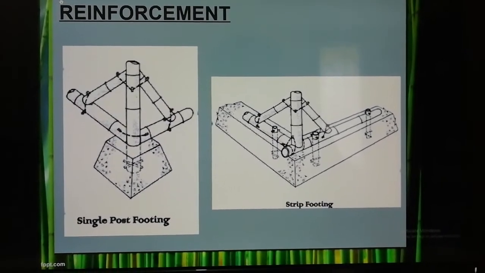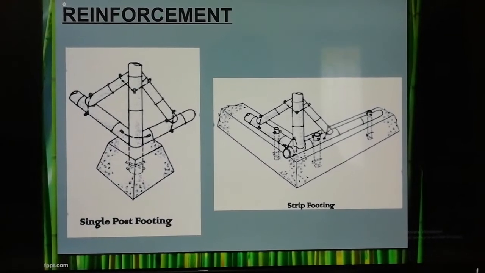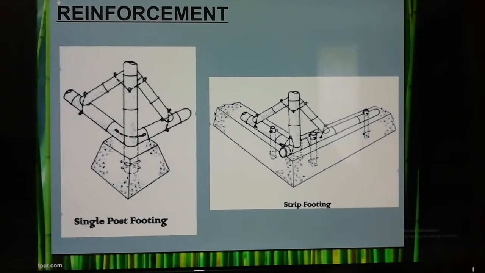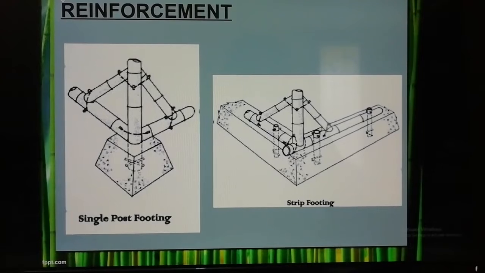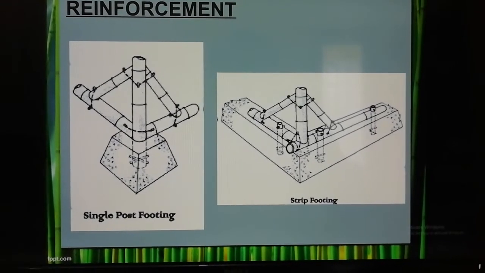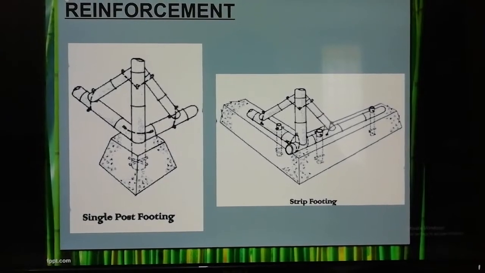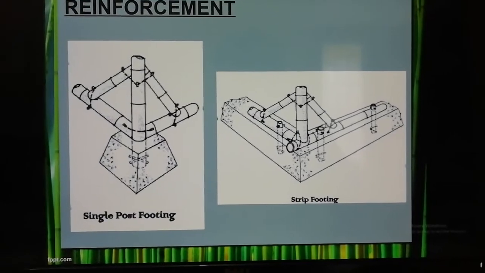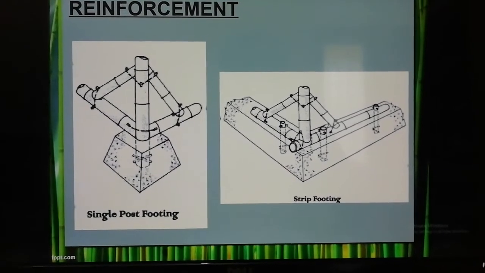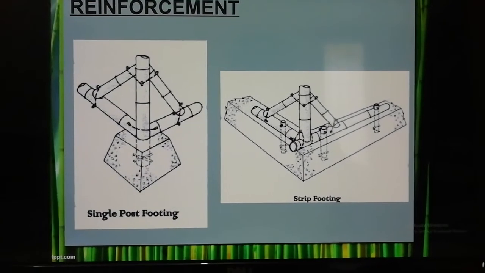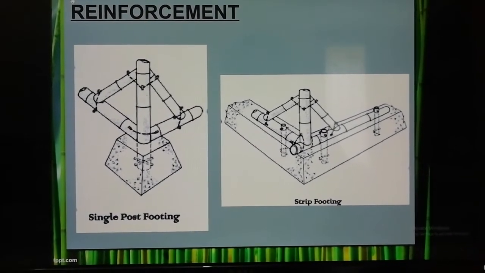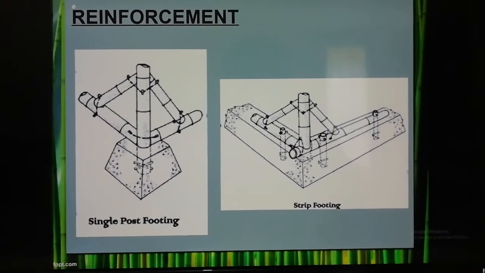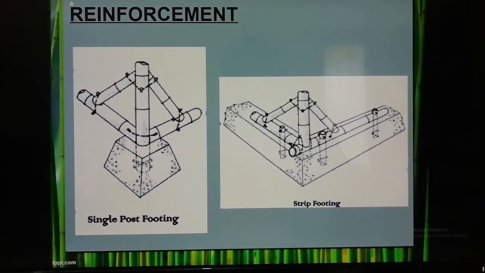Now, in a strip footing, we have the vertical x-axis post and two horizontal posts on the y-axis, y-axis 1 and y-axis 2, which rest on a strip footing. In case the load is high, or this particular part of the site is not very good in soil, it might go down. So we use a strip footing and put reinforcement in it. This is how bamboo is used in reinforcement.